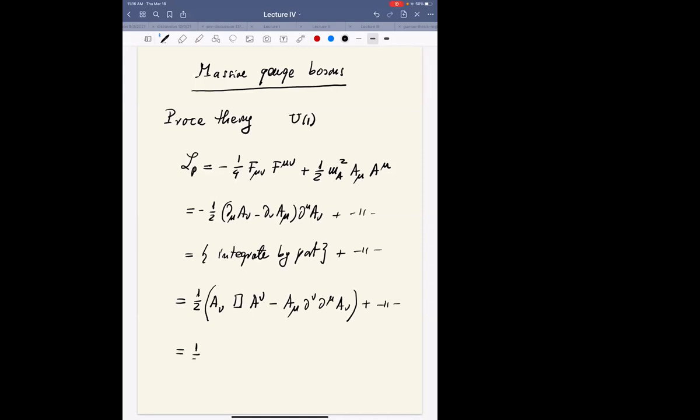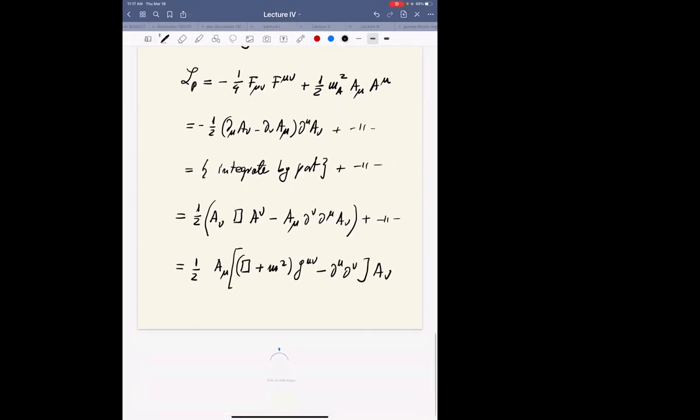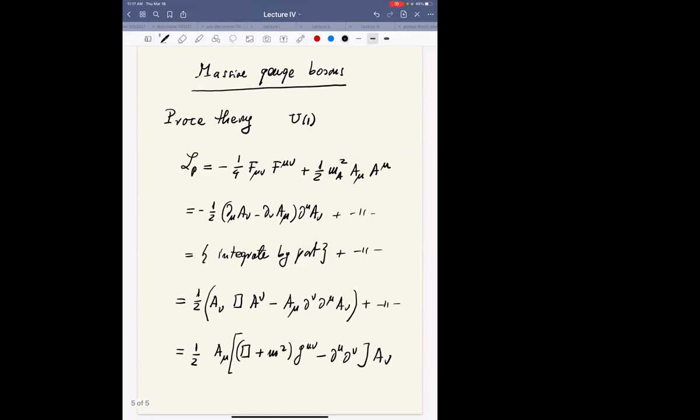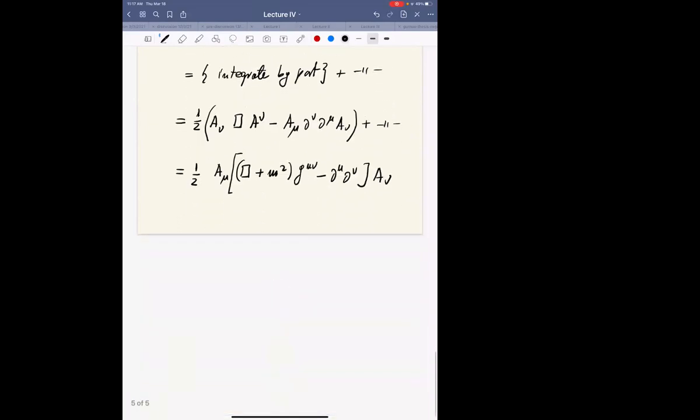I can write this in maybe slightly more elegant manner. A mu, box plus m square, g mu nu, minus d mu d nu, A nu. I didn't have to do that. I could have written the equations of motion. It's just sort of, I don't know why I did it even.